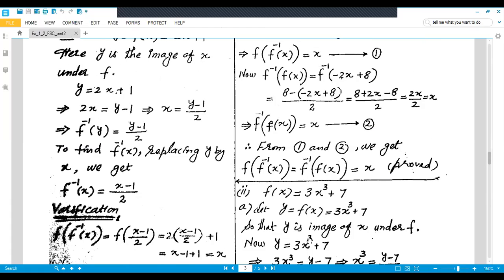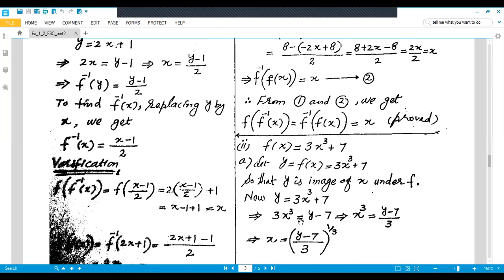Now come to the second part. In the second part, you are given f of x is equal to 3x cube plus 7. First of all, suppose y is equal to f of x. So in place of f of x, you put y, because y is the image of x under f. So y is equal to 3x cube plus 7. From this, you find the value of x.